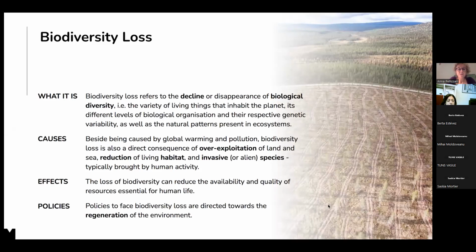And the policies to face biodiversity loss are typically directed towards the regeneration of the environment, which is one of the, let's say, directions that are currently more taken into account, especially when it comes to exploitation of land for materials, be them leather, be them stones, marbles, sand, wood, whatever.